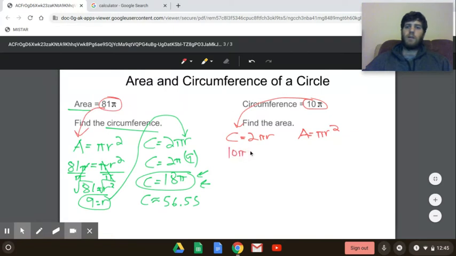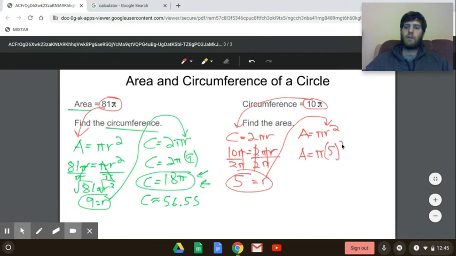So 10 pi equals 2 pi r. All right, we can divide both sides by 2 pi. So that cancels, and you're left with r on the right side. Okay, that cancels. 10 divided by 2 is 5. So your radius is 5. And we can now plug that in here to find the area. So area of a circle equals pi r squared. So it's pi times the radius, which is 5 squared.